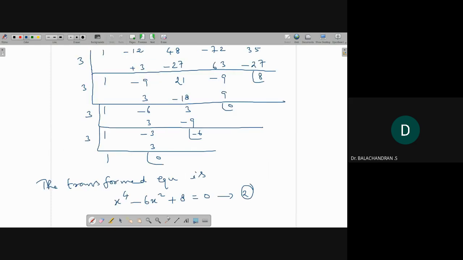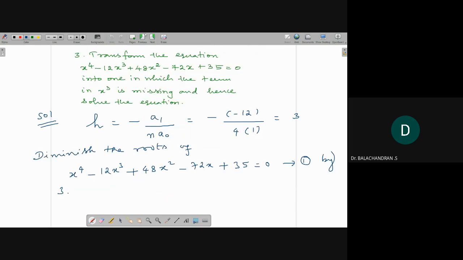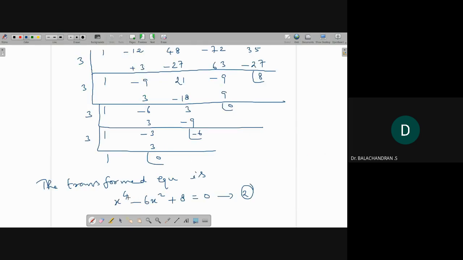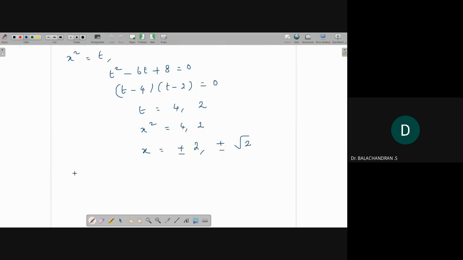The transformed equation, here you can see that the x cube term is missing. So x cube term is missing here. So roots of equation 1.